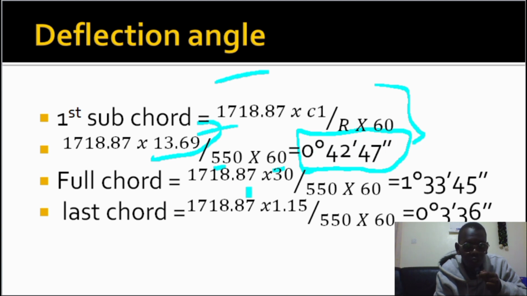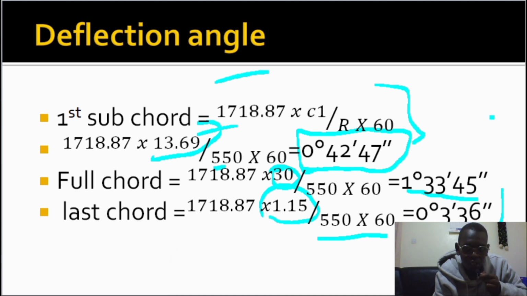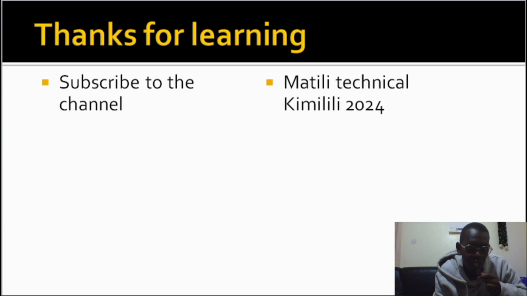The same will be done. So we have 30 meters, that is a full chord. I will do the same calculation. Then the last chord, that is the last subchord, as 1.15. By the use of a calculator, you'll get your final correct values there. So those are just the simple representations. I hope you have learned something good extra.